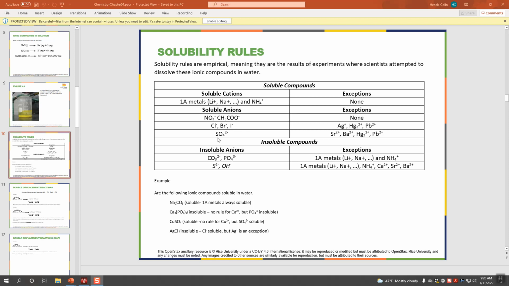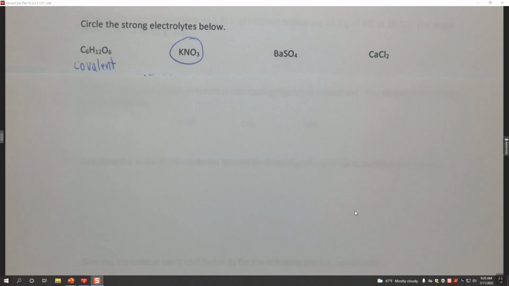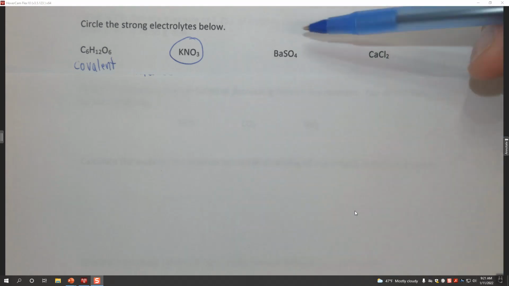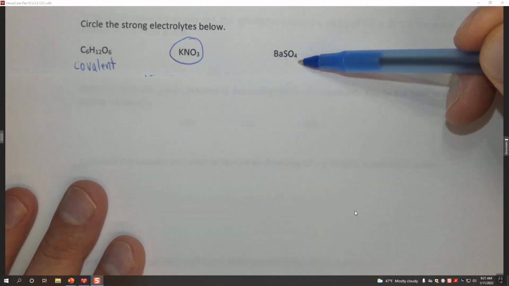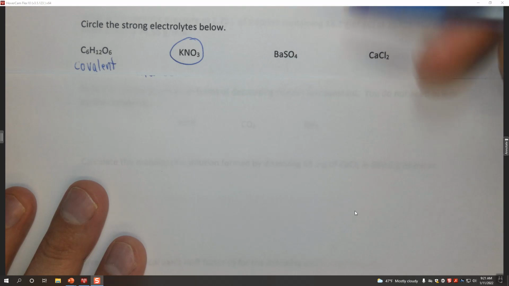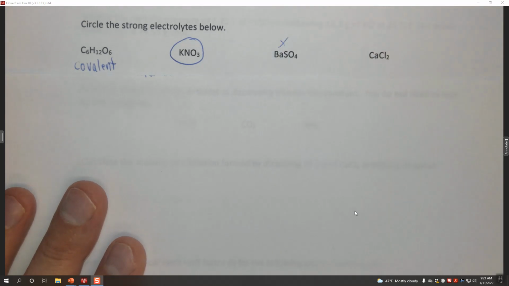But if we look at this more carefully, barium is an exception, meaning that barium sulfate is not soluble. Barium sulfate is actually what they use for a contrast in CAT scans and things like that. So basically it is not a soluble compound. So this compound is not soluble in water, therefore it can't be a strong electrolyte.